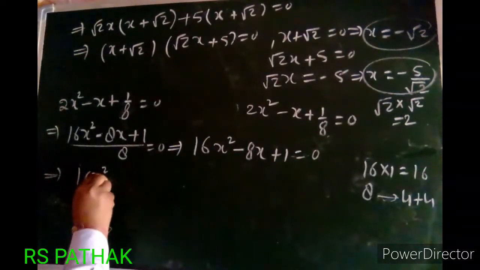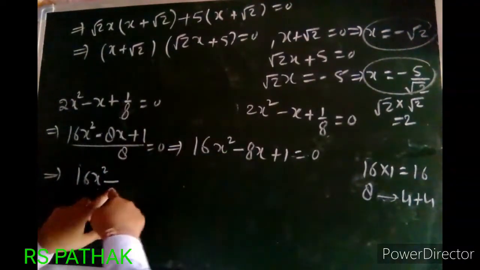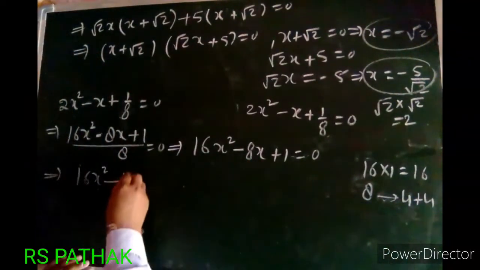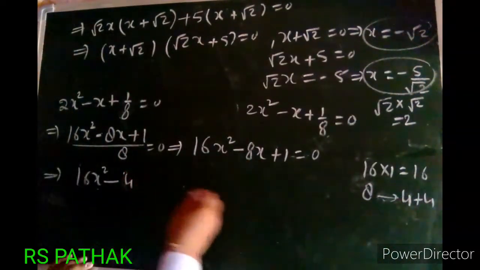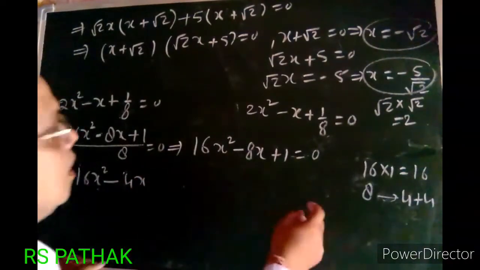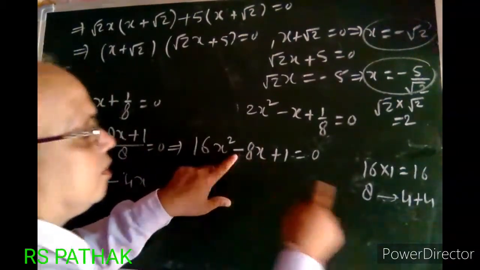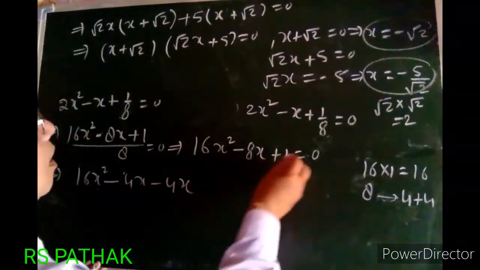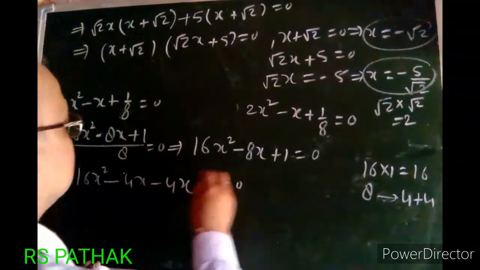Then I am going to break it as 16x², minus sign will be same. 8 will be written as 4x, not simply 4, 4x, and due to minus, this plus will change to minus 4x, and plus 1 equals 0.